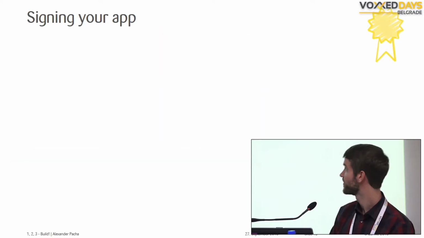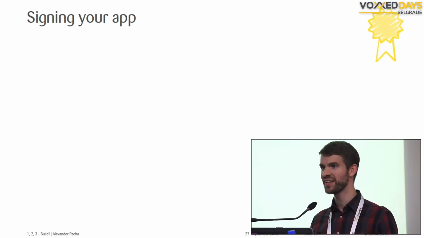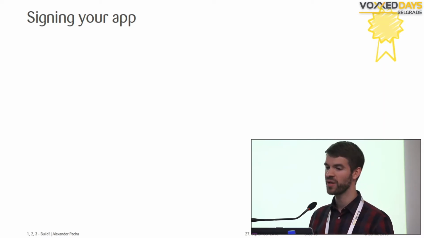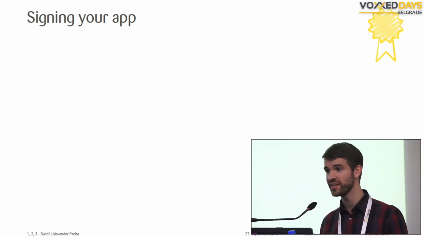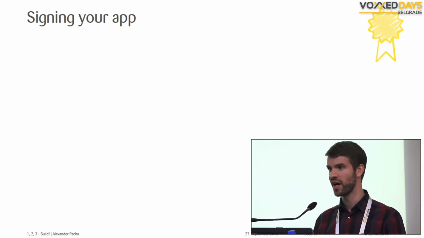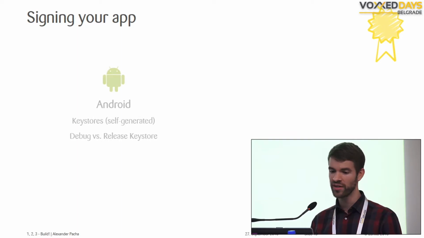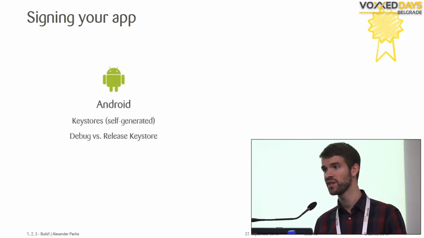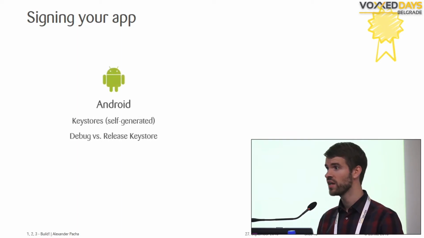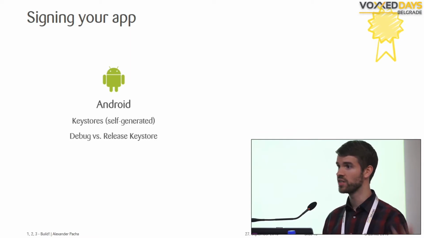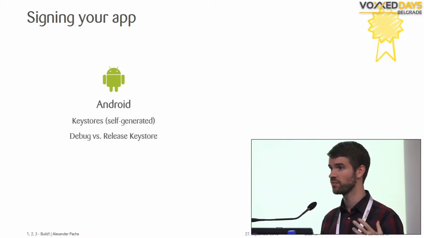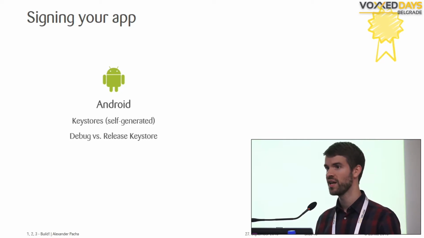Next thing. We're almost done with building the application. We have to sign our application. And signing the application can become a bit tricky, at least for iOS applications. For Android, it's pretty straightforward. You have to generate a key store. You generate it yourself. There is a debug and a release key store. You can self-sign your APK, you upload it, and you're done.